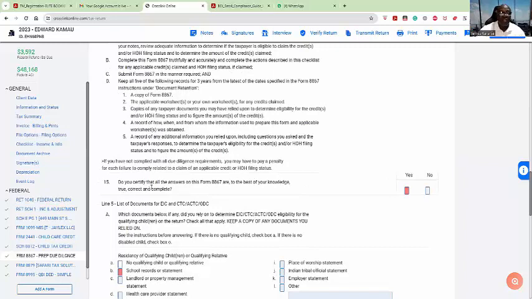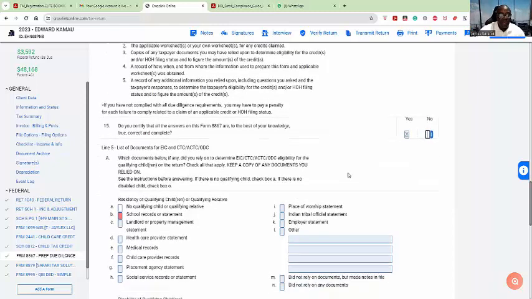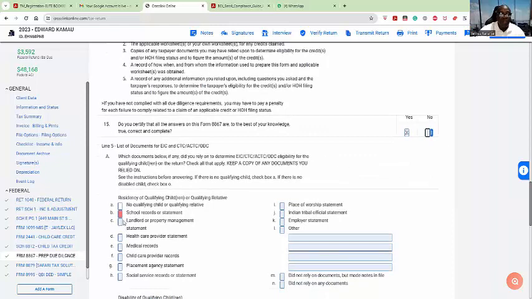Do you satisfy that all the questions on this Form 8867 are, to the best of your knowledge, true and correct? Okay, so the rest of the 8867, you can read yourself. We can't just go through it. We have the school records or statement or healthcare provider. For these little kids, maybe we cannot say school records because they are not in school. So what we need is a healthcare provider statement from the parent, okay?